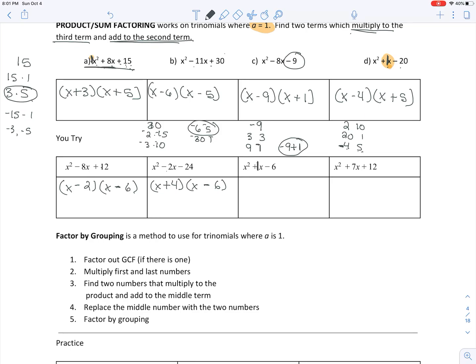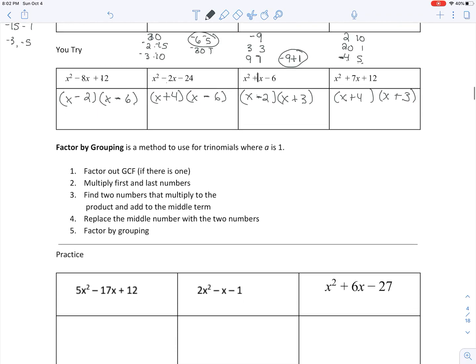Remember on the next one, I hope you remember that we're trying to get 1 in the middle. So what can I multiply to get 6 and add to get 1? 2 and 3. And 3 has to be positive because I want that positive in the middle. And what can I multiply to get 12 and add to get 7? 4 and 3. Okay? All right, that is when A is 1.